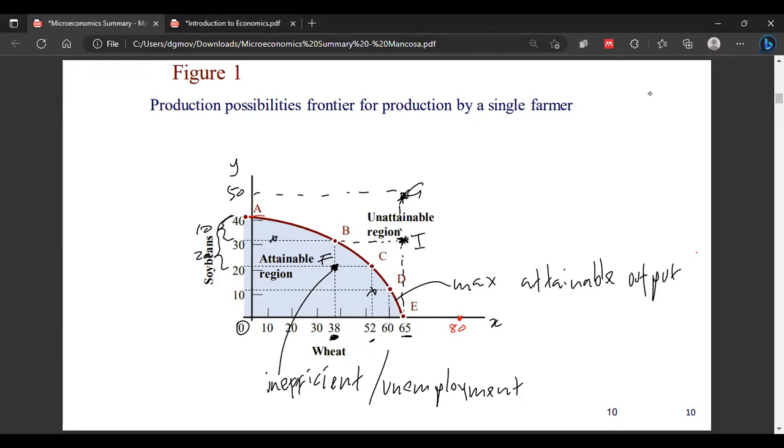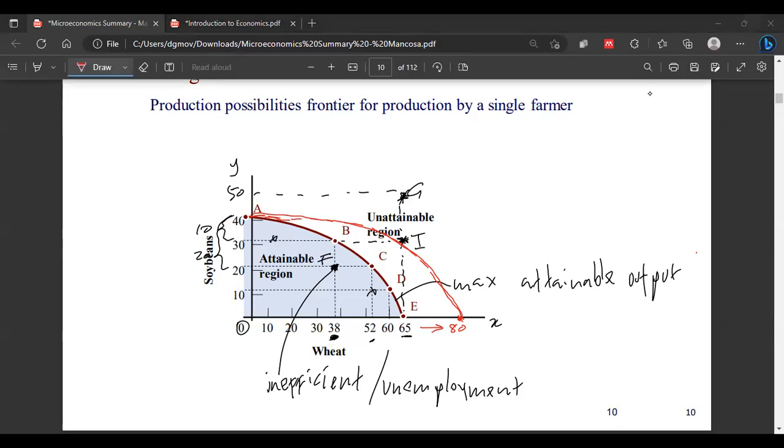Hence our new PPC. We haven't found a way of improving soybean, but because of the improvement in technology, our concave curve swivels. This is the swivel. We call it a swivel of the PPC because of the improvement in production technology for wheat. We are now able to produce more wheat with the same resources, innovation and all that.